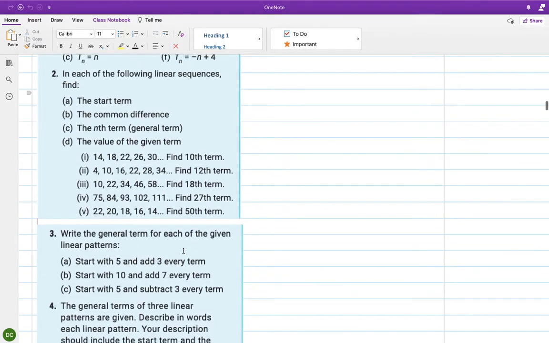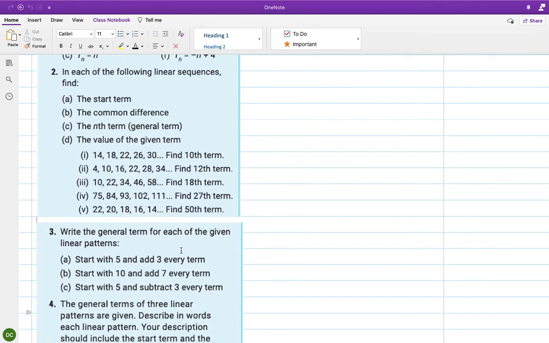So we look here at question 2. Question 2, they want us to find the start term, which is A. They want us to find the common difference, which is D. And then they want us to find the general term here, Tn. The nth term or the general term or Tn. Remember, there's a couple of ways of naming it. And then they give us a few sequences. Okay, so we will start with the first one there.